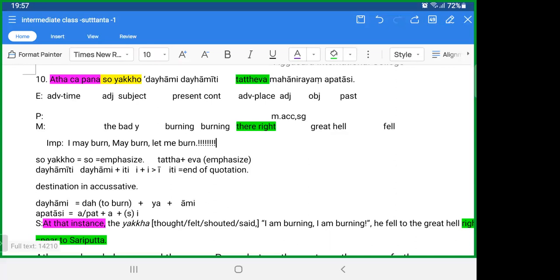No, actually at that time he's just feeling the hell, the fire from the hell, right? The fire of burning him. So that's why it's present tense. Okay. So if you're going to put imperative, you have to translate in this way: I may burn, may I burn, may me burn, and let me burn.